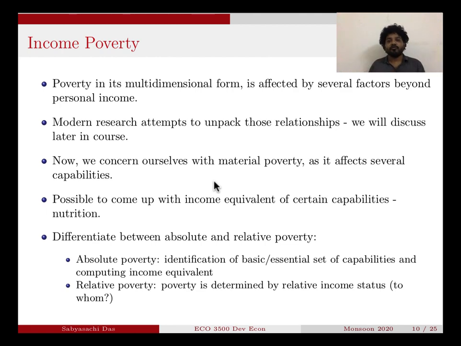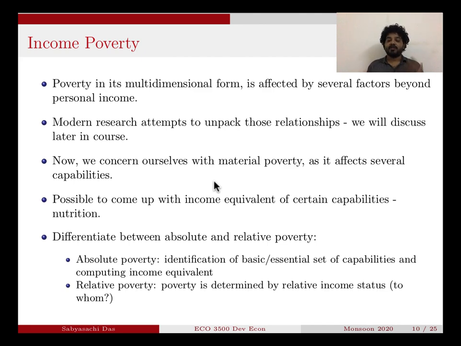And we will have the opportunity later in the course to talk about modern research that attempts to unpack these relationships between, say, access to community networks and escaping poverty, or removing or reducing gender disparity and escaping poverty. Okay, so we will talk about those multidimensional aspects of poverty. But for now, let's concern ourselves with material poverty or income poverty.